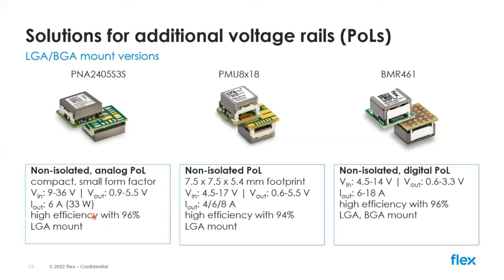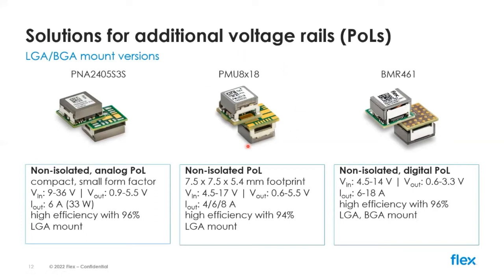Efficiencies are up to 96%, and as you can see here, this is an LGA device, land grid array package, but we can also deliver it with solder bumps already on those land grid arrays, so you can more easily mount that to your PCB.